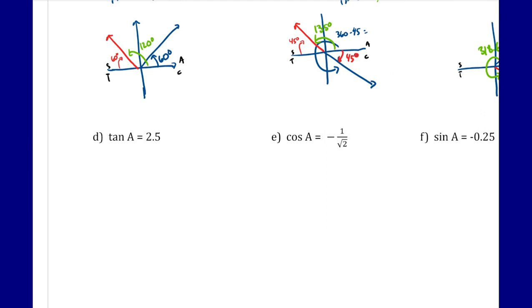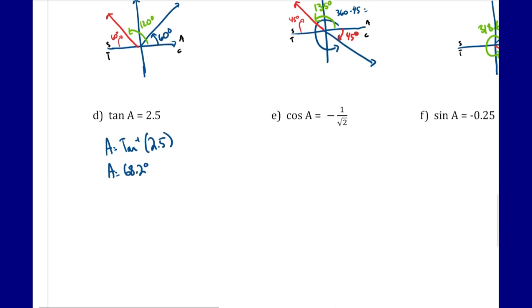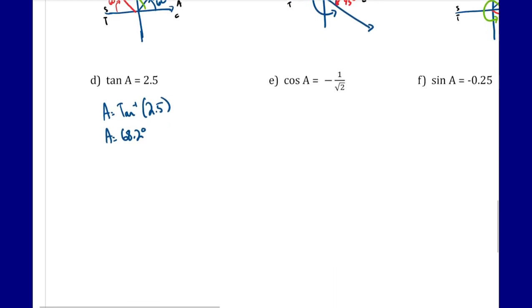Tan A equals 2.5. So again, the same idea that we've been working with. We want to find out what A is. We're going to use the inverse of 2.5. A is going to be 68.2 degrees. So it is positive, which is nice because that helps make things a lot easier.